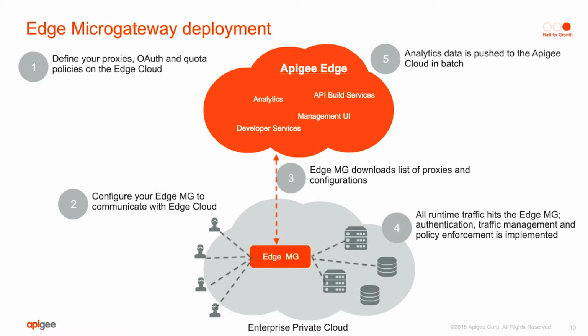So you configure them so that they are aware of each other. When Edge Micro starts, that's step number 3 here, it will download a list of all micro gateway enabled proxies and all its attributes, meaning it will find out which Edge Micro enabled proxies there are, which products these are part of, what developers have been assigned to it, and all this stuff.